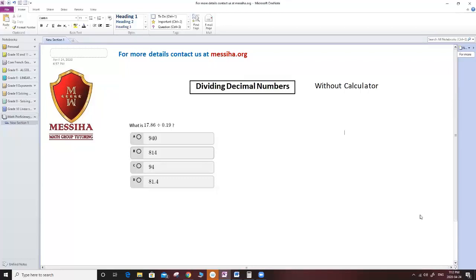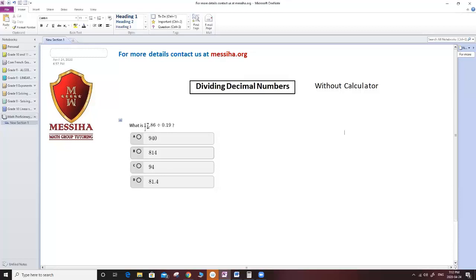Hi, dear teachers. This question is about how we can divide decimal numbers. And you see right away, it's without a calculator. So it's very important that we are not allowed to use a calculator. And the question is, what is 17.86 divided by 0.19?